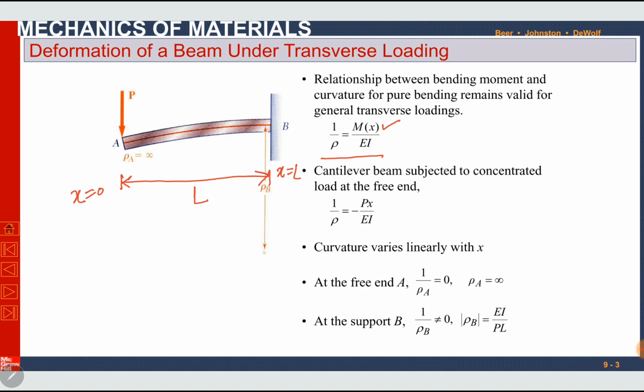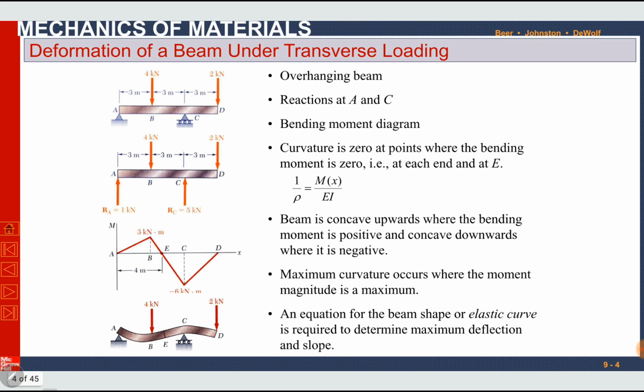For example, in this beam, moment is equal to Px. So at x equal to 0 at the left end, if we are counting x from left to right, 1 over rho will be 0, and at the right end x is equal to L, so 1 over rho is not equal to 0, and rho can be found as EI over PL. By using this expression, we can derive general expressions for y and theta. How will we do it? Before that, we need to discuss some other facts.